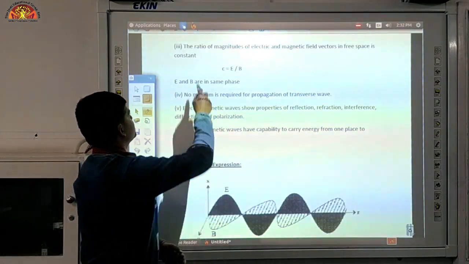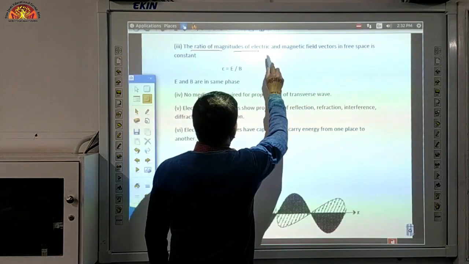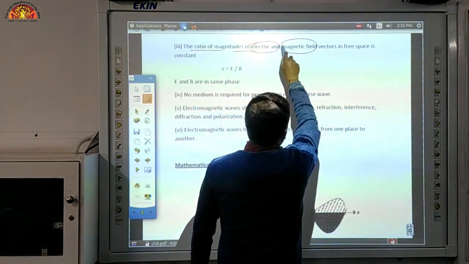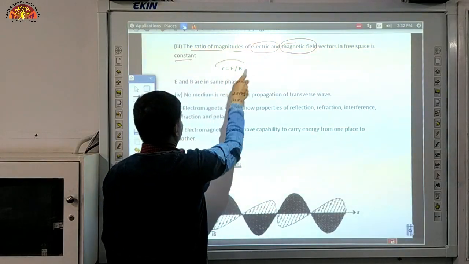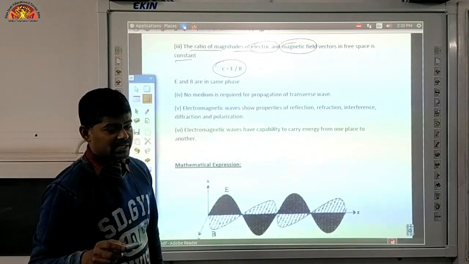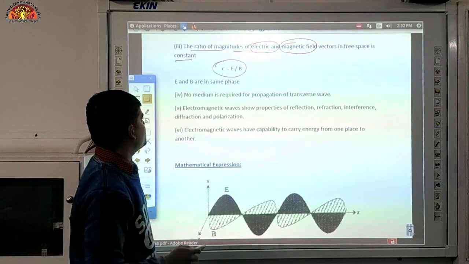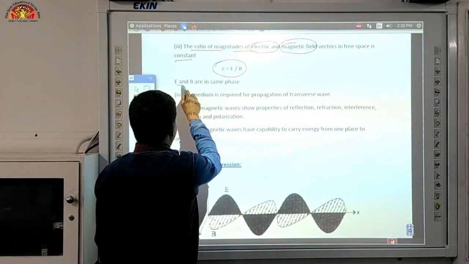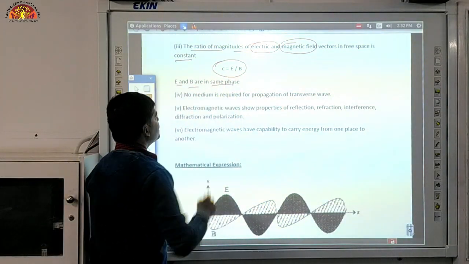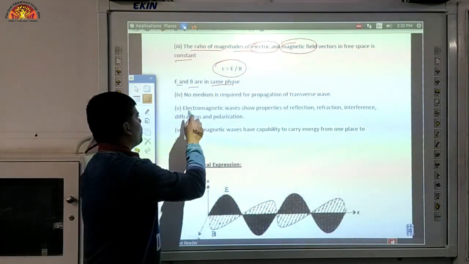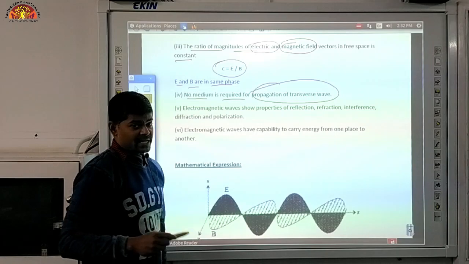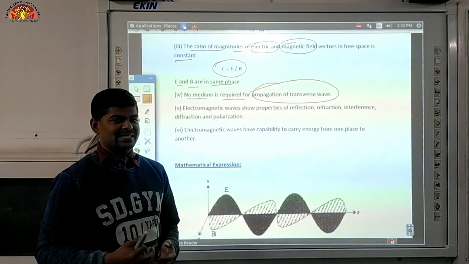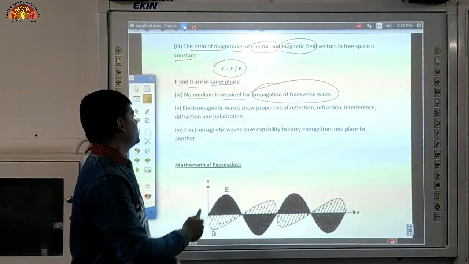Now students, the ratio of magnitude of electric and magnetic field vectors in free space is constant. And that constant is equal to the value C, and C is the speed of light. So C equals E upon B, where E and B are in the same phase. Now no medium is required for the propagation of the transverse wave. Transverse wave को propagate करने के लिए किसी medium की requirement नहीं होती है.